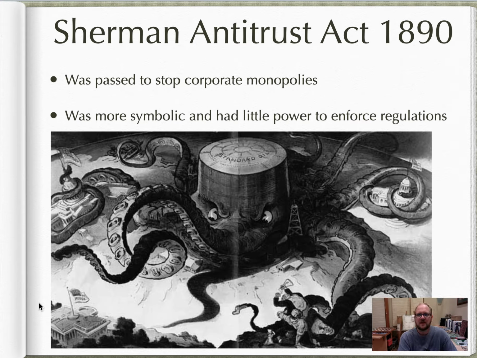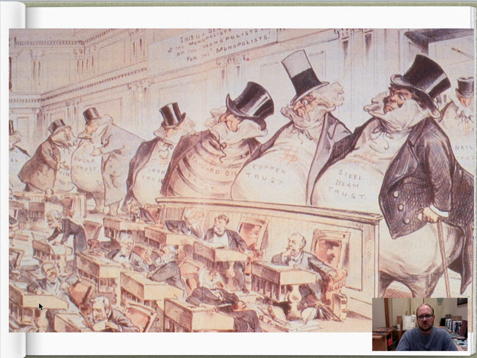For example, the Sherman Antitrust Act, put into place in 1890, was basically to stop corporate monopolies that enacted interstate trade. However, Congress is going to do very little to enforce this law, so it's going to have very little effect early on. Again, its whole point was to take away power from these big political bosses in the Senate. But the actual enforcement of this law is not going to be there, so we're going to see very little actual enforcement, and it's going to do very little good in this time period.